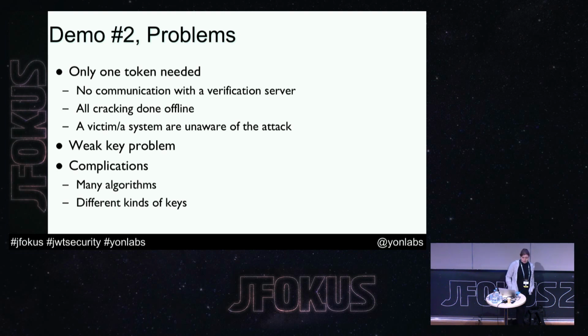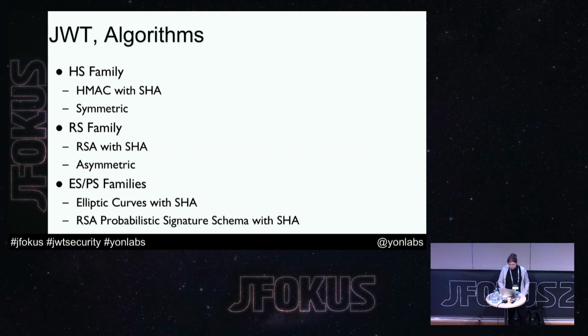Another problem is weak key. Obviously, we should use a stronger key for our JSON Web Tokens. But there is more. It's pretty complicated because there are so many algorithms and different kinds of keys, so it requires some knowledge and research from us developers to choose wisely.